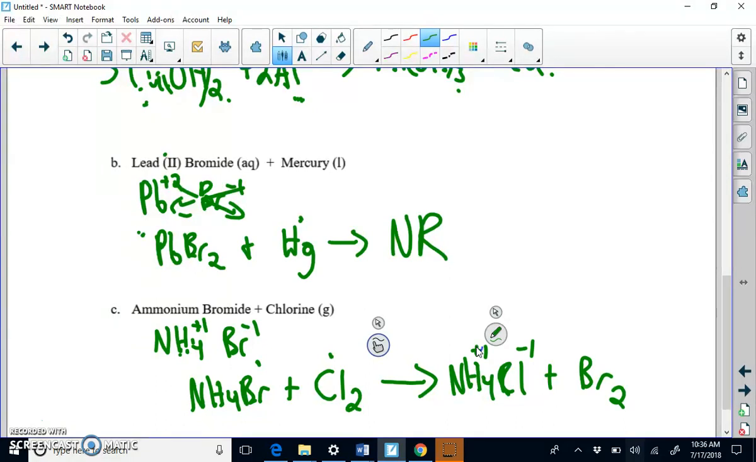All right. Then last but not least, we got to balance. So we have a bromine problem. We have 2 bromines here, and the 1 bromine here, so we got to put 2. And then this 2 affects the ammoniums. We have to put a 2 there, and that 2 affects the chlorines. So we're all good. All right.